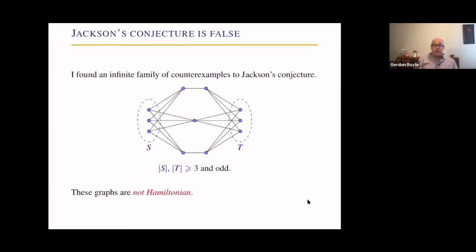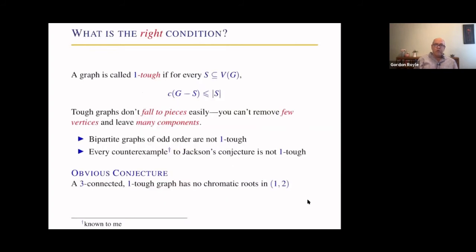There's an infinite family. You just make S and T larger, but odd always. They don't hurt Carsten's conjecture, though, because they are not Hamiltonian. So what's the right condition? What is this condition that's going to make that statement true? Ideally, I want something that obviously excludes the graphs that we know have chromatic roots in (1, 2). And here's the condition that I think is close to the right one.